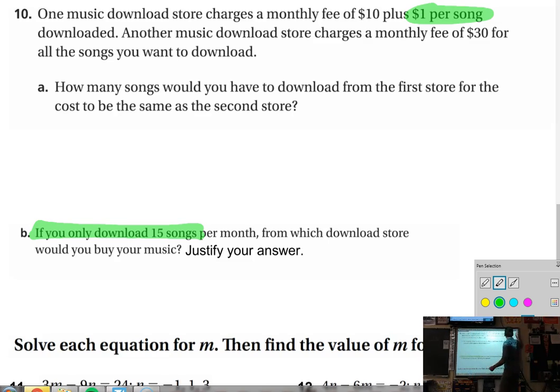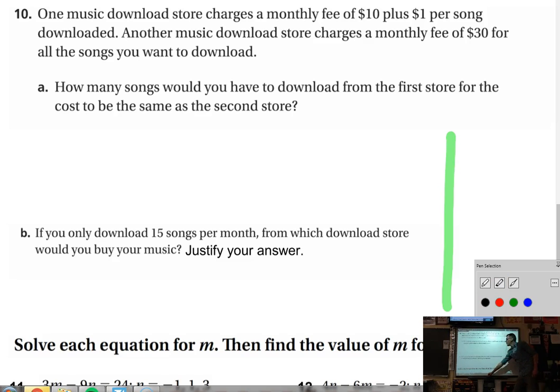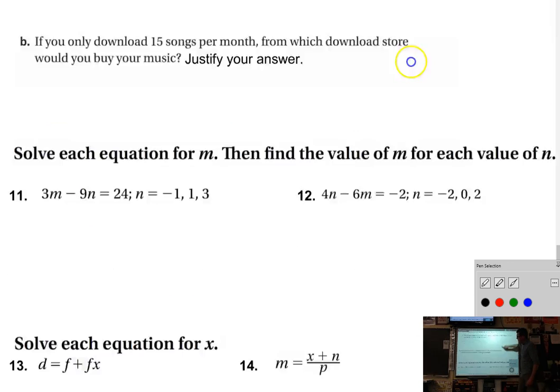Moving on to problem 11. Clear that. I do that often. There we go.